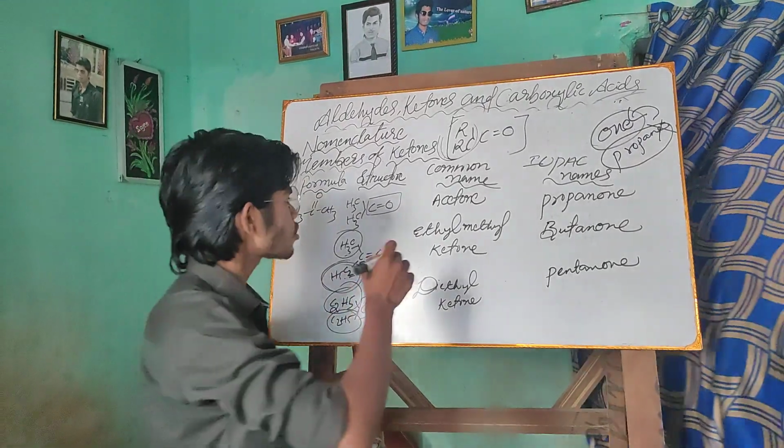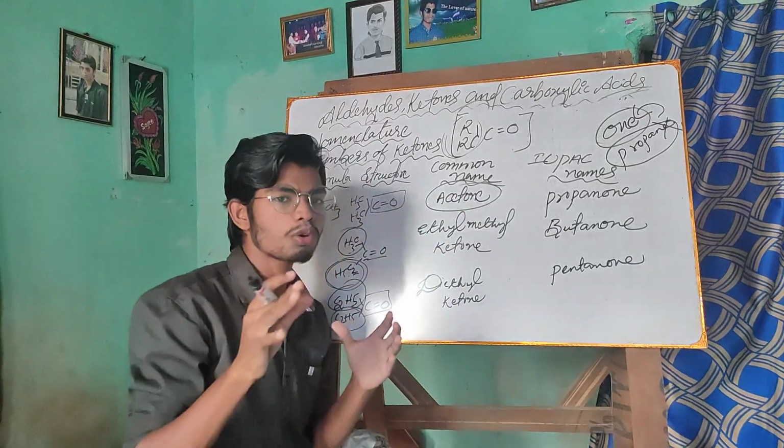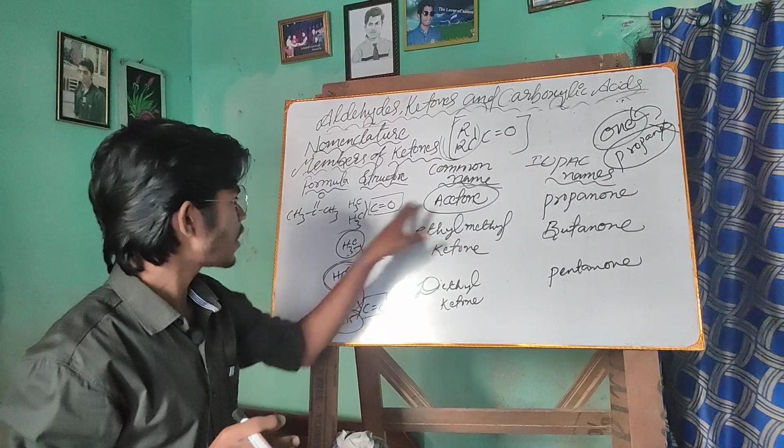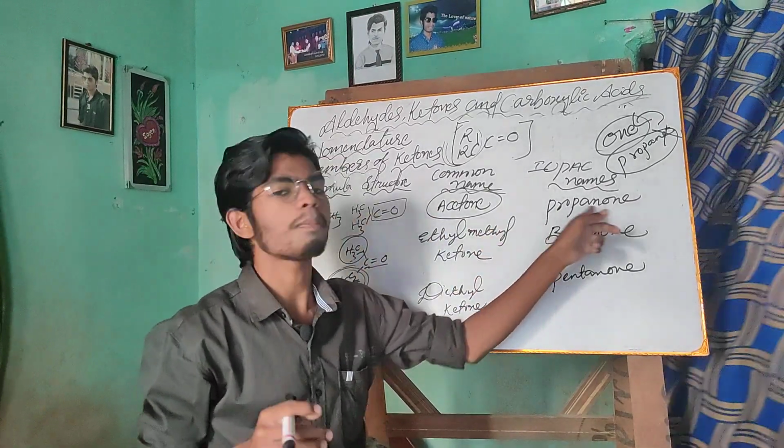And mostly in chemical reactions, acetone is used a lot. So you need to remember the formula for acetone, that is CH3COCH3. And the IUPAC name for that is propanone.